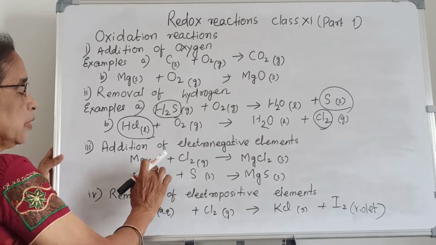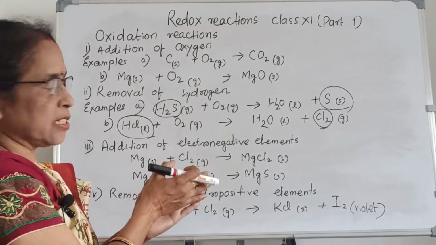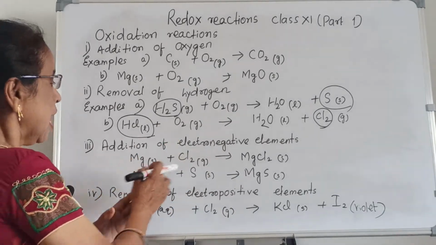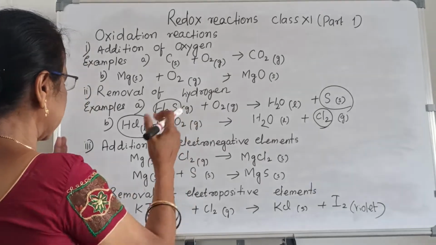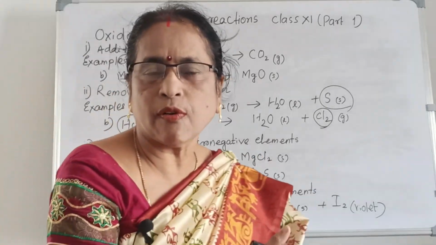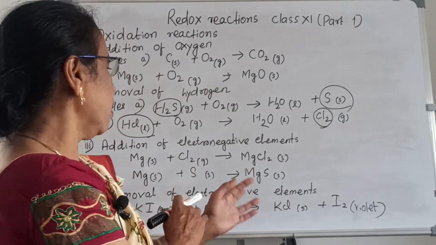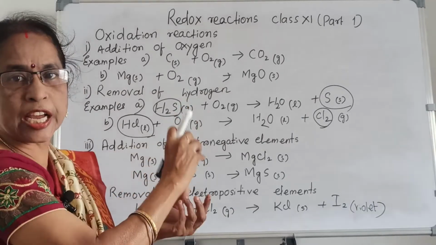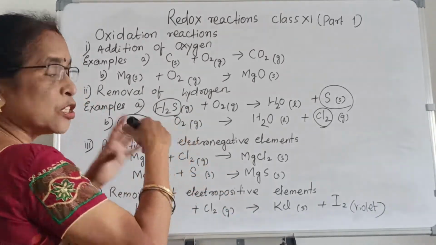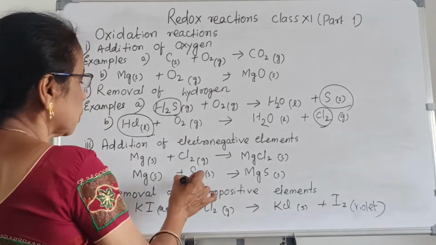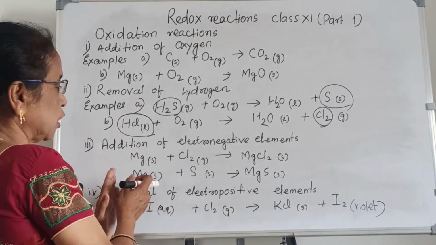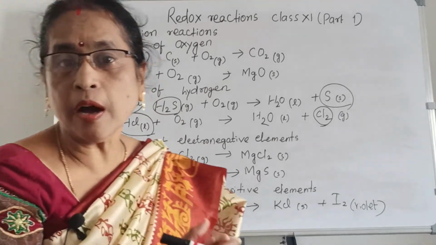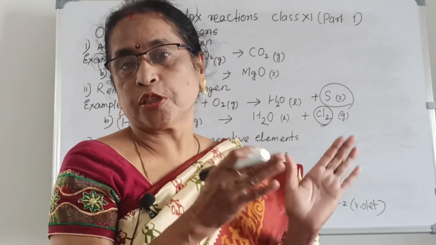Now magnesium, in ribbon form, when chlorine gas is treated, what happens? Magnesium chloride is formed. That means it bonds and gives magnesium chloride. Similarly, magnesium, in solid ribbon form, when it bonds with sulfur, gives magnesium sulfide. Now you can observe chlorine, an electronegative element belonging to group 17, and sulfur, also an electronegative element belonging to group 16. Both are added to magnesium and give the respective product. So easily you can say both are examples of oxidation reaction.